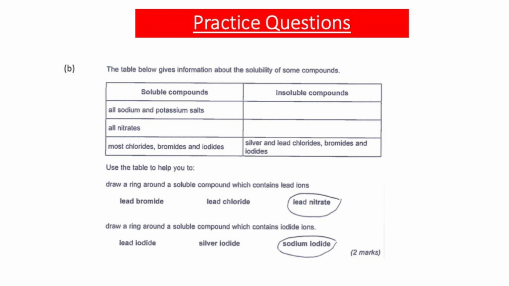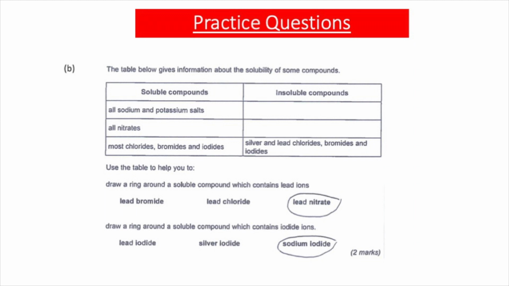Now in part B we have a table, and the question says use the table to answer the following questions. So in the table it says that all sodium and potassium salts are soluble compounds, all nitrates are soluble, and most chlorides, bromides and iodides are soluble. It also says that insoluble compounds are silver and lead chlorides, bromides and iodides.